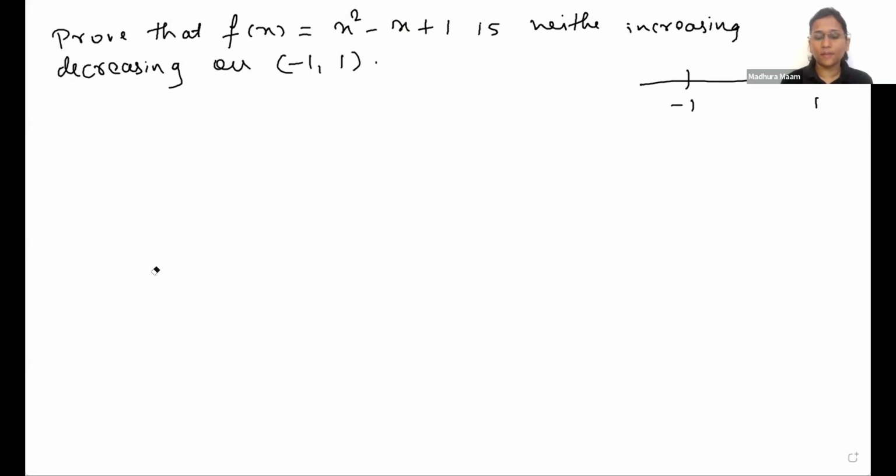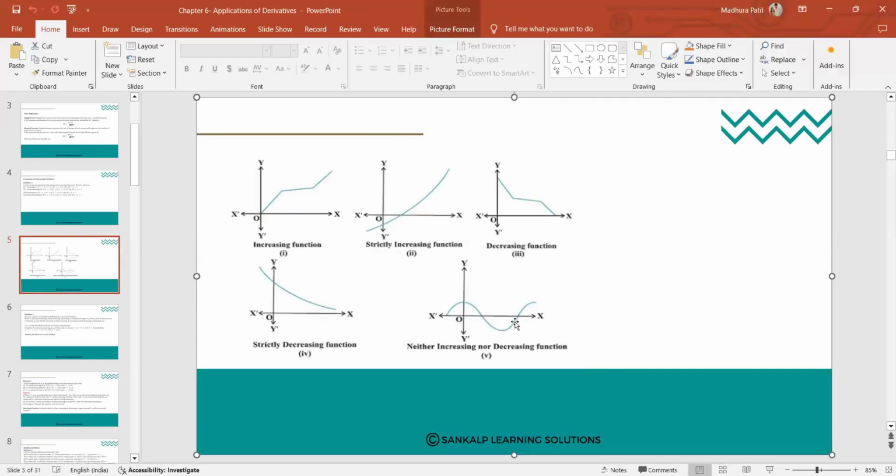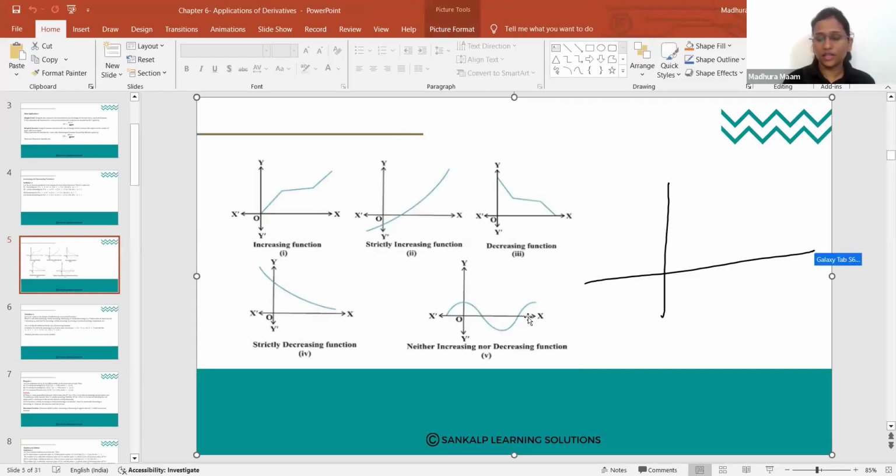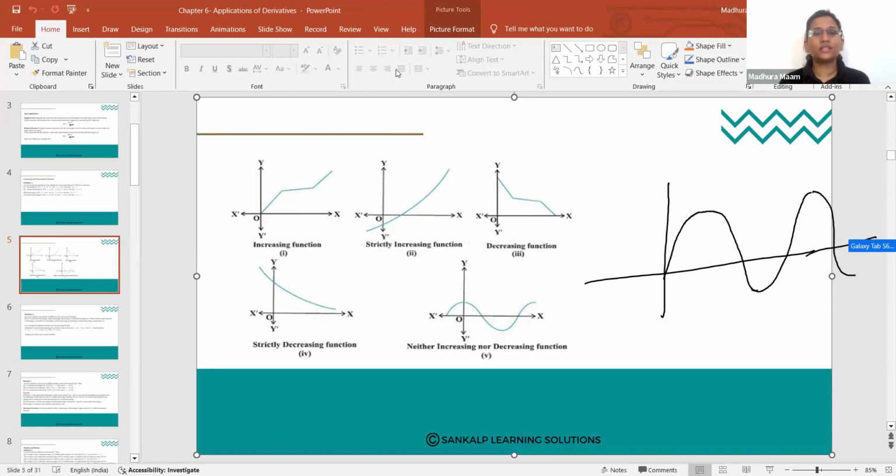What are they saying? From here to here it is neither increasing nor decreasing. Tell me, when do you say that it is neither increasing nor decreasing? Can you see this graph here? Yes, ma'am. Okay, when it increases a little and then decreases, then increases and decreases again, what do we call it? Neither increasing nor decreasing. Correct.